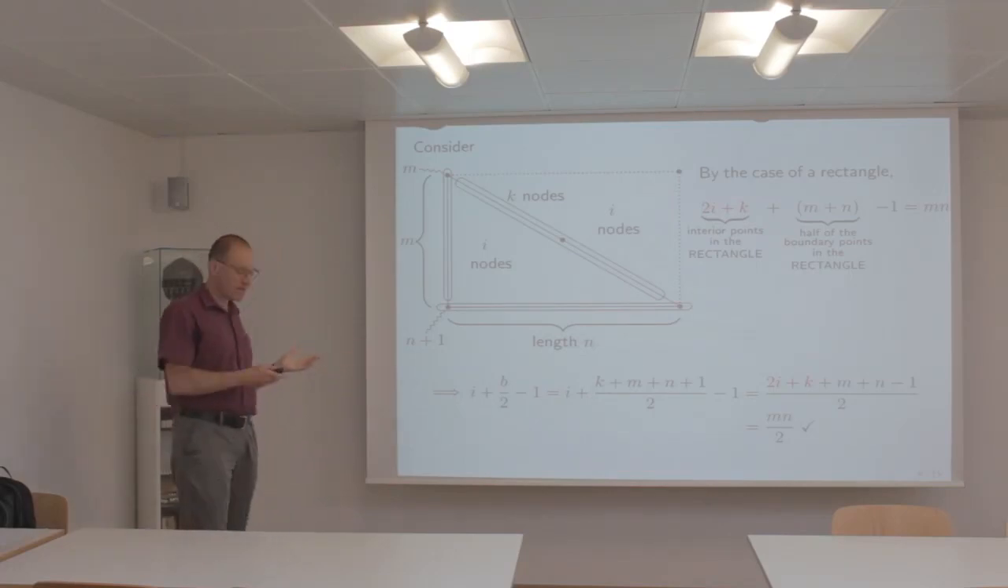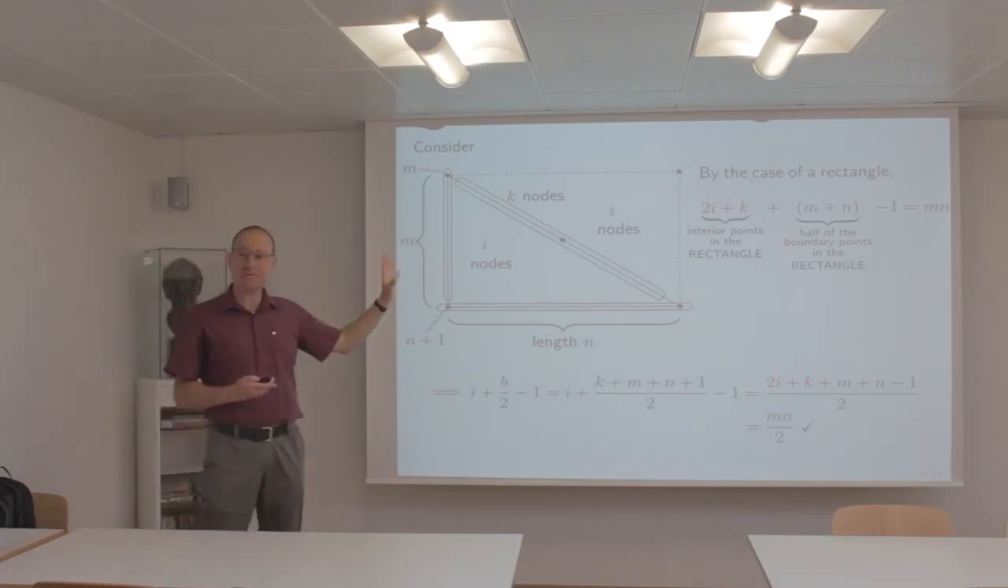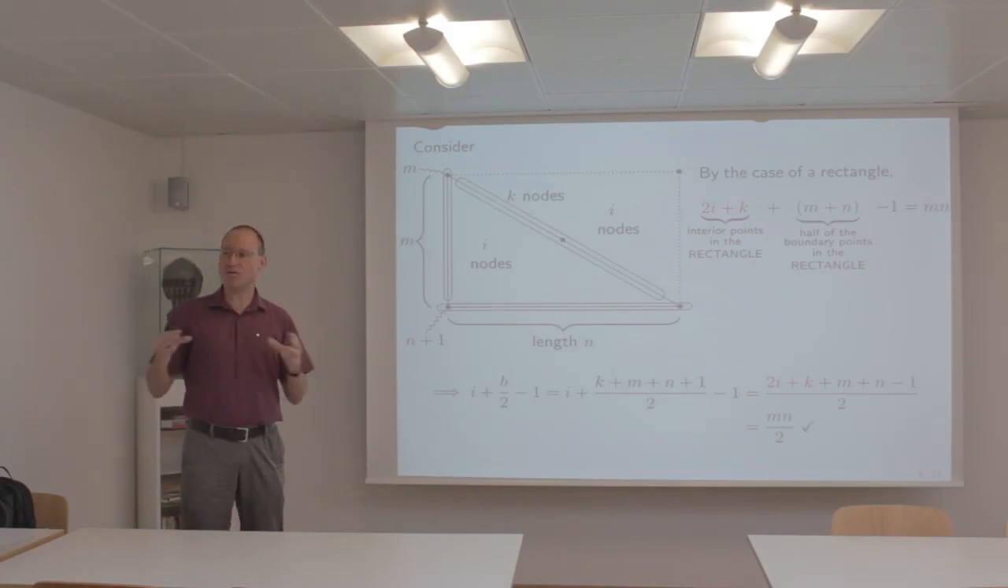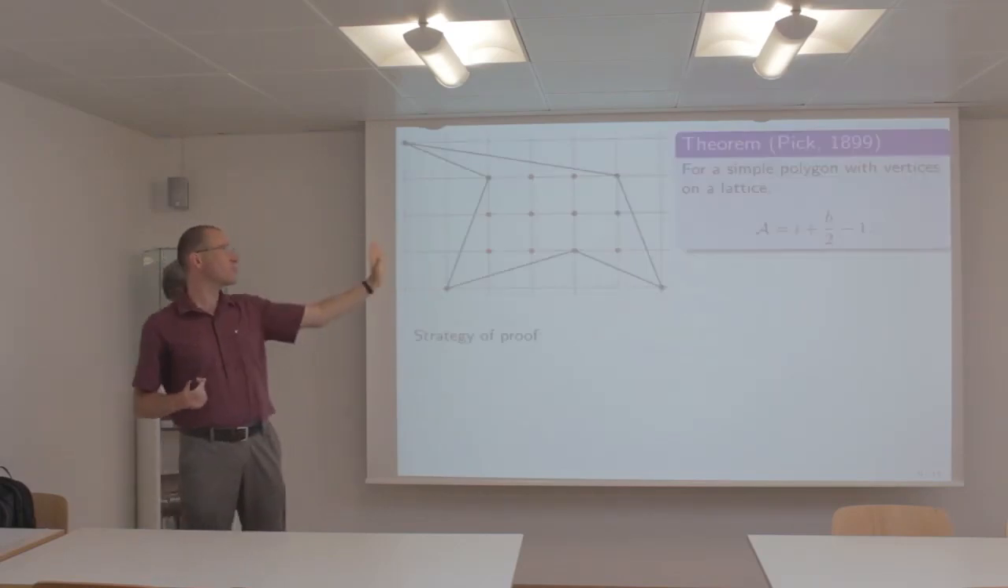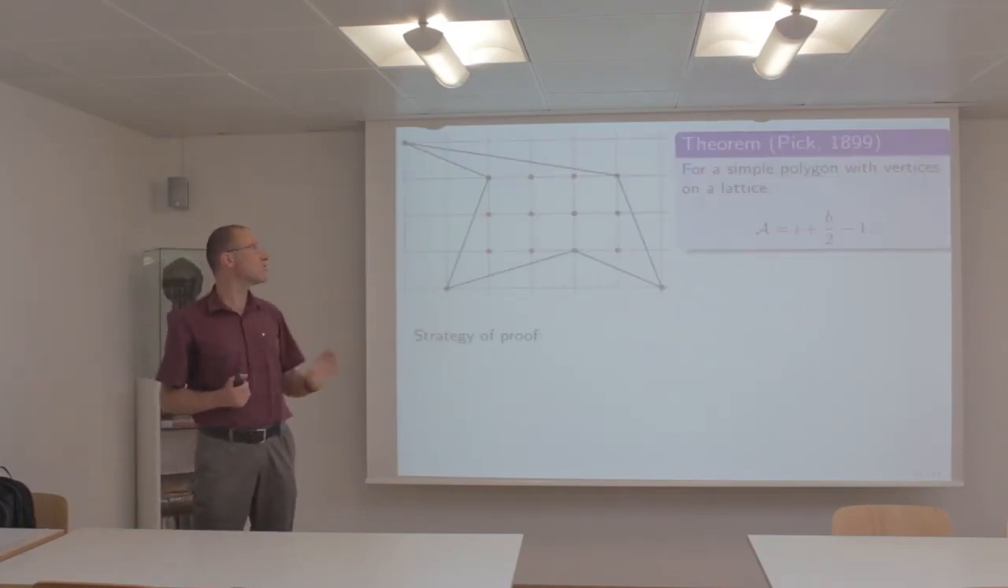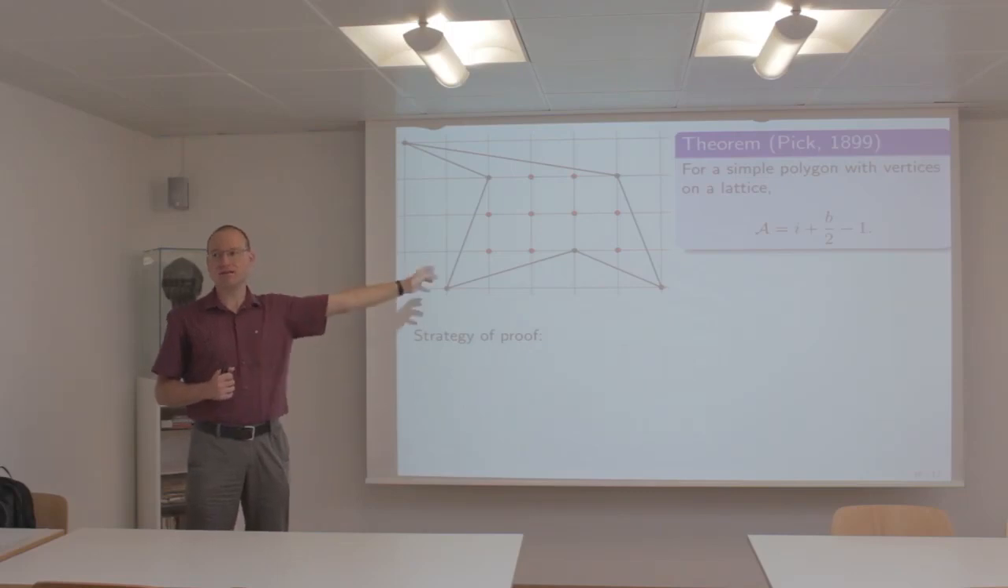Absolutely. Now, we're in good shape. At least we know Pick's formula holds for rectangles and right triangles. Now, we have to prove the general theorem. For a polygon with vertices on a lattice, the area is given by this quantity.